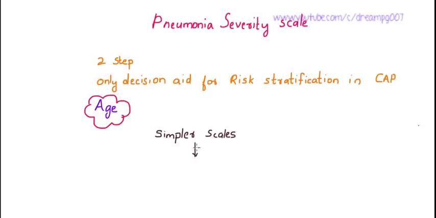Pneumonia severity scale is a much complex scale. In the clinical side, we use much simpler scales like CURB score, CURB 65. Let's have a look into what are the important points inside the CURB 65. In CURB 65, C stands for confusion, U stands for urea level greater than 20 mg per deciliter is very important.